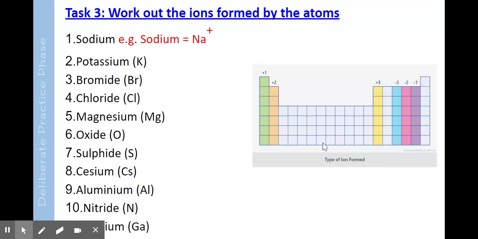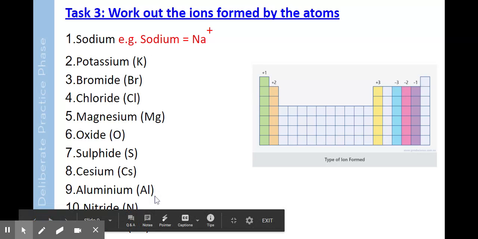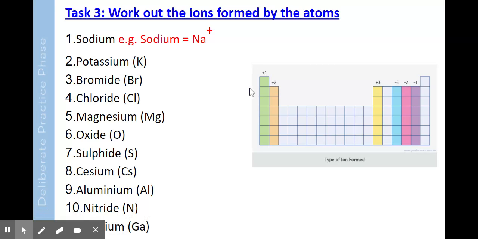So task 3, work out the ions formed by the atoms. So I've given you a list of atoms. I want you to use your periodic tables in your planners to work out what ions they will form. Now I've included this picture to help you. Okay, pause the lesson video, complete the task on your student worksheet, and then we'll go through the answers.